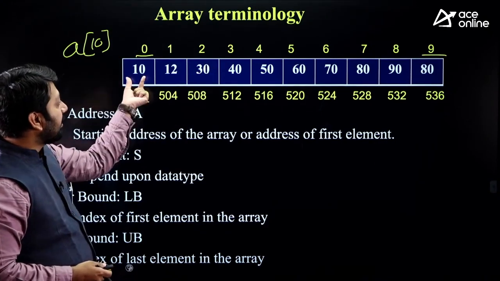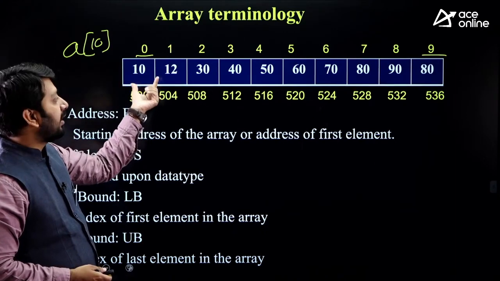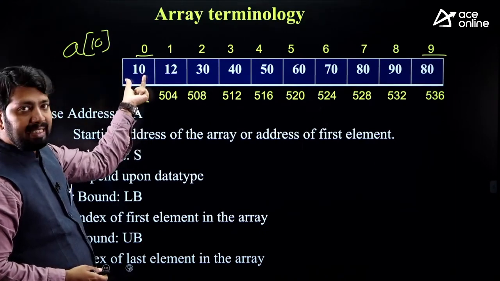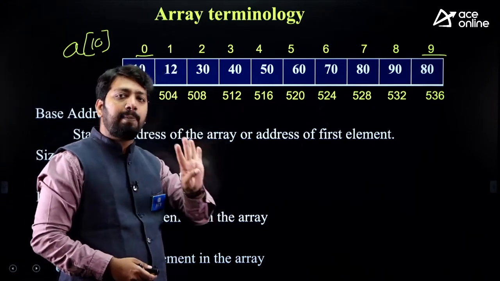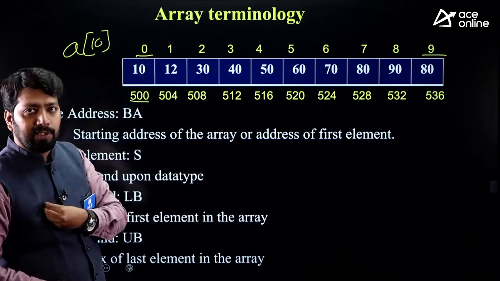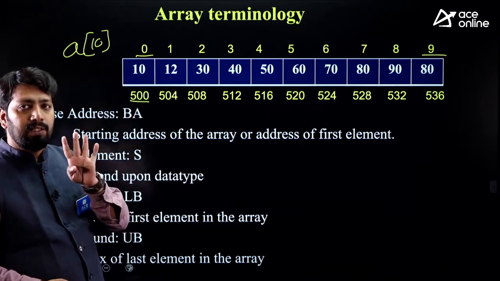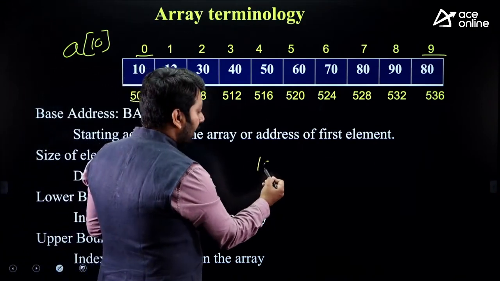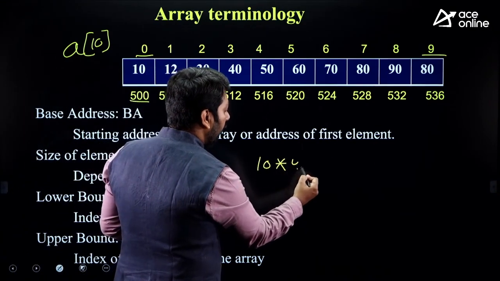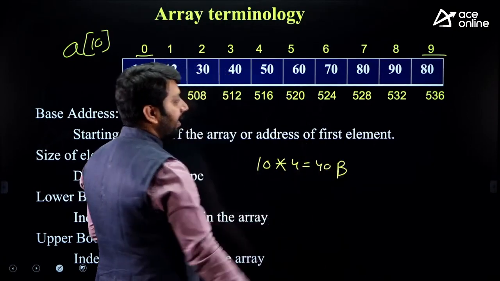Fine. And what is the size of the data? Size of the data depends on the data type. If we consider it as an integer type, integer size is either 2 bytes or 4 bytes based on the compiler. If I tell you we are using a 64-bit compiler, that means integer size is 4 bytes. So my array size will be 10 multiplied by 4 equals 40 bytes. This is my array size.